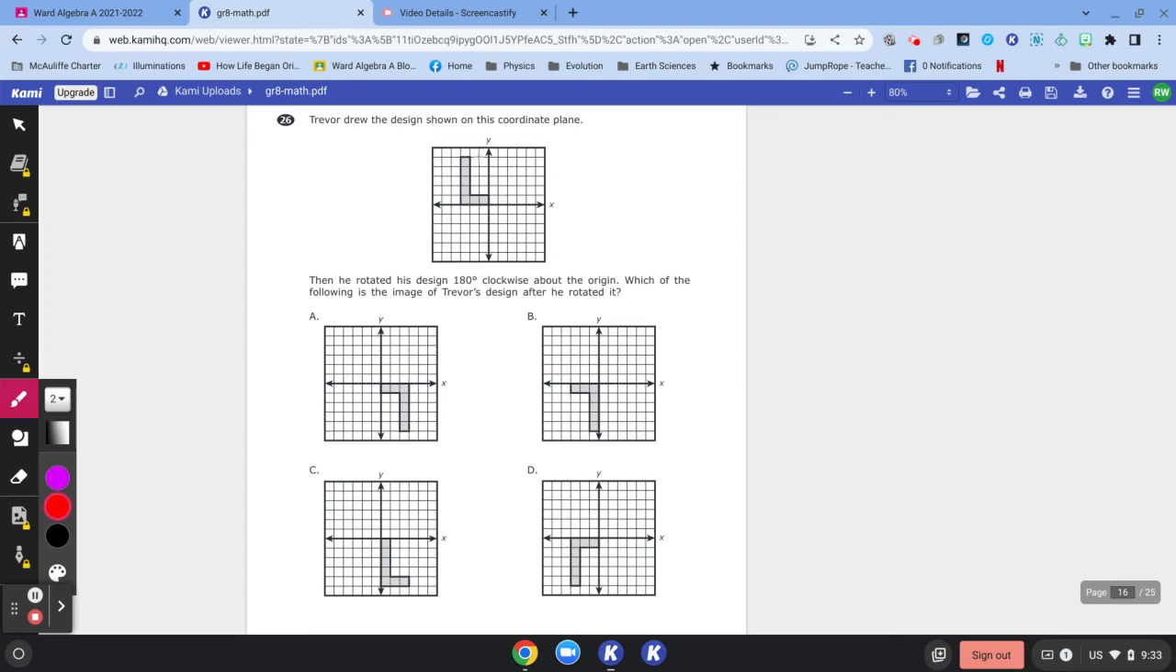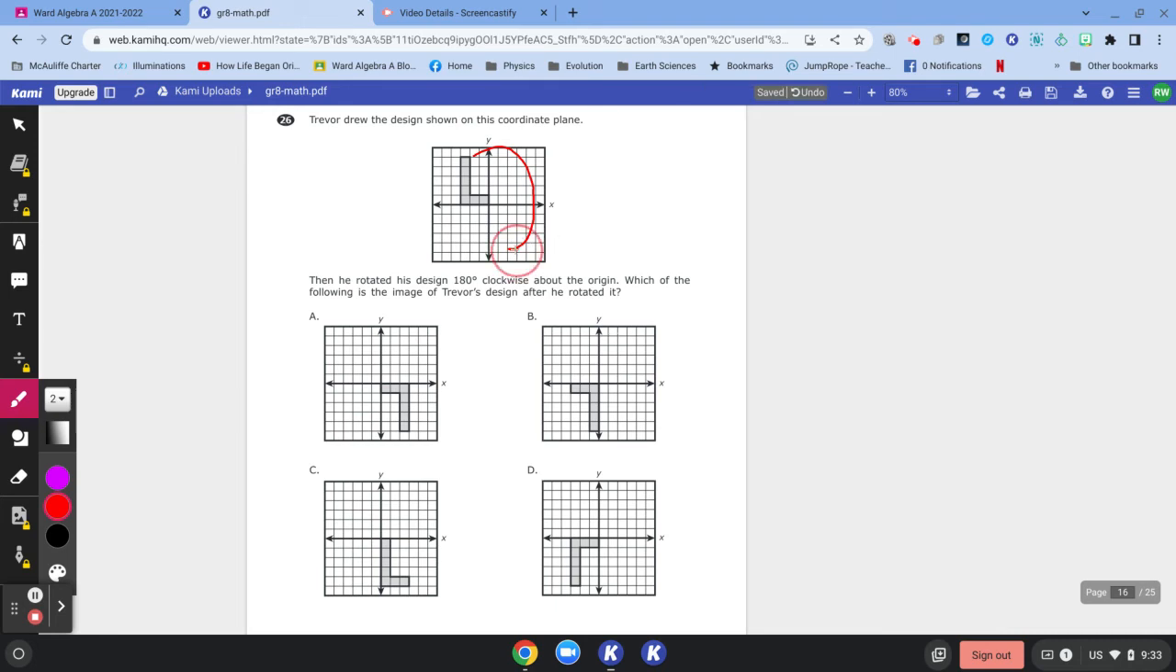So Trevor's been drawing stuff. He drew this L on a coordinate plane, and then he's going to rotate it 180 degrees clockwise. All right, first thing to note, 180 degrees clockwise will be the exact same thing as 180 degrees counterclockwise. So we could pretty much ignore the clockwise, but sure, we'll do that. So we're going to be rotating 180 degrees, and so this L is going to be ending up around here somewhere in this quadrant.